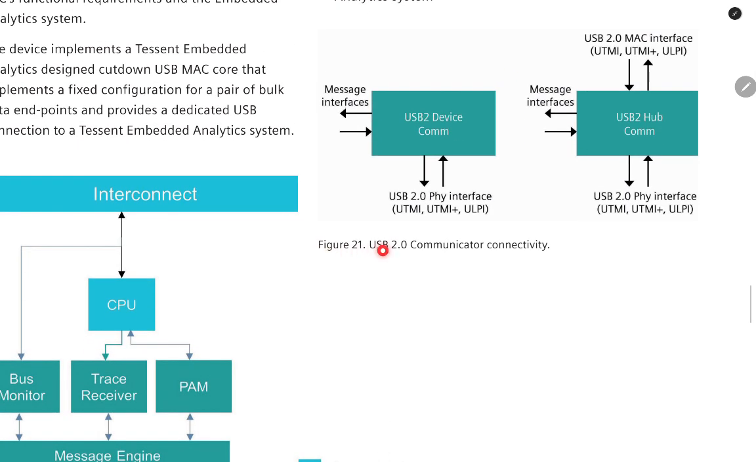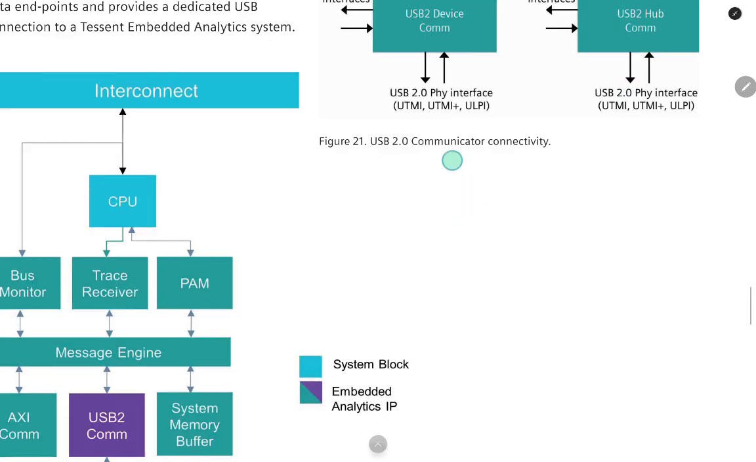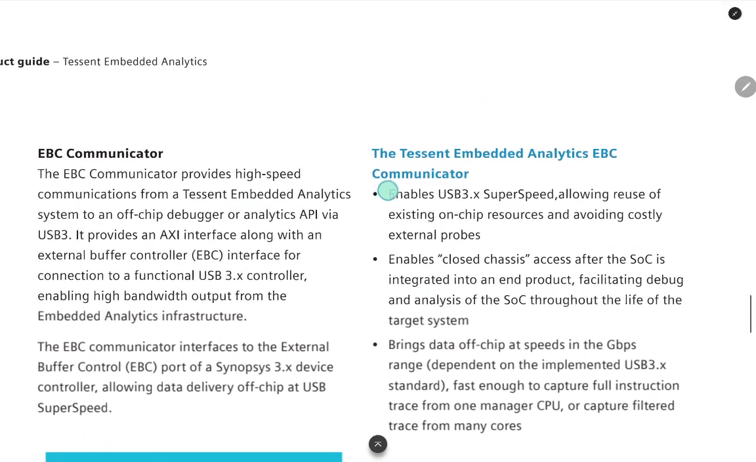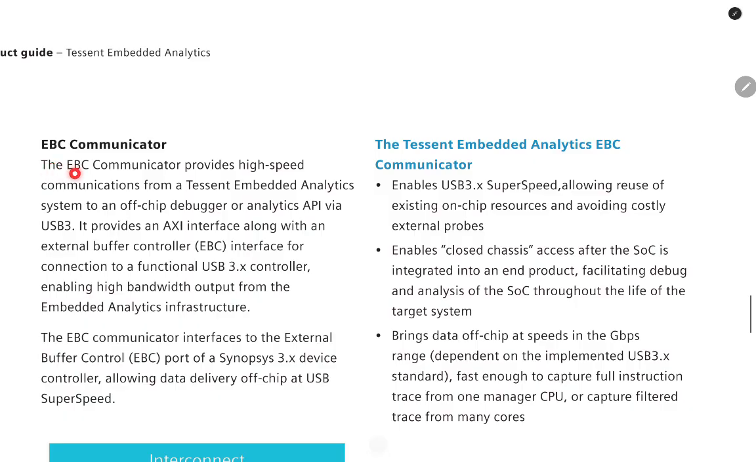Figure 21, USB 2.0 communicator connectivity. The EBC communicator. The EBC communicator provides a high-speed communicator from a Tessent Embedded Analytics system to an off-chip debugger or analytics API via USB 3. It provides an AXI interface along with the external buffer controller EBC interfaces for a connection to a functional USB 3.x controller, enabling high-speed bandwidth output from the embedded analytics infrastructure.